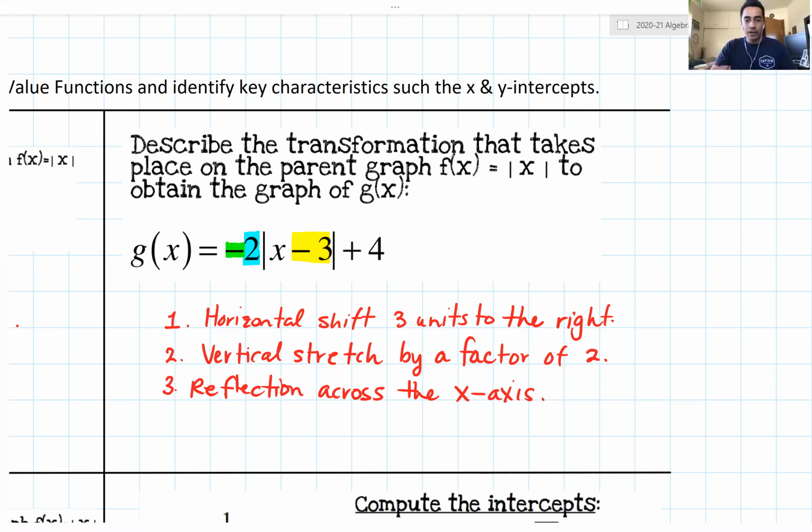Now sometimes you won't have any reflections, and it's okay not to describe that, right? Like you don't have to tell me no reflections. I mean, it's not wrong, but if you don't have a negative out front, and then we'll take a look at the other type of reflection, which would be a negative inside the absolute value. If there aren't any, then don't describe them, right? You only describe the transformations that do take place. You don't have to describe the transformations that don't take place. Does that make sense?